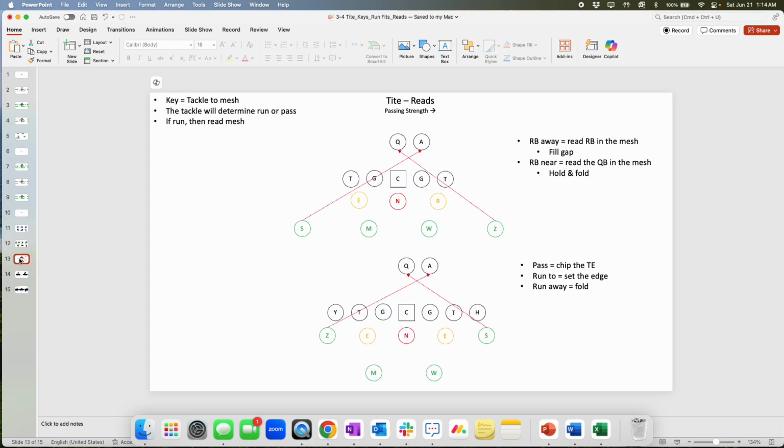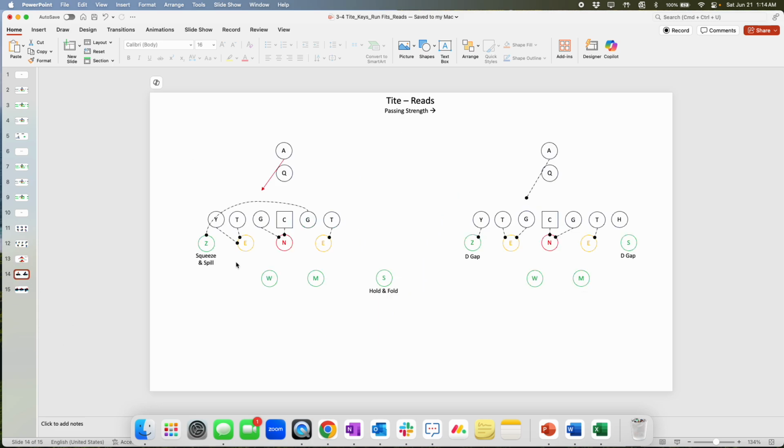Just to recap, guys, this year we're going to work on reading the mesh. If the running back is away, we fill the gap. If the running back is near, we hold and fold. Another thing that we're going to work on this year is chipping the tight end in a pass set out of 12 or 11 personnel. And then we're going to teach you guys how to squeeze and spill, and then we're also going to teach you guys how to set the edge.